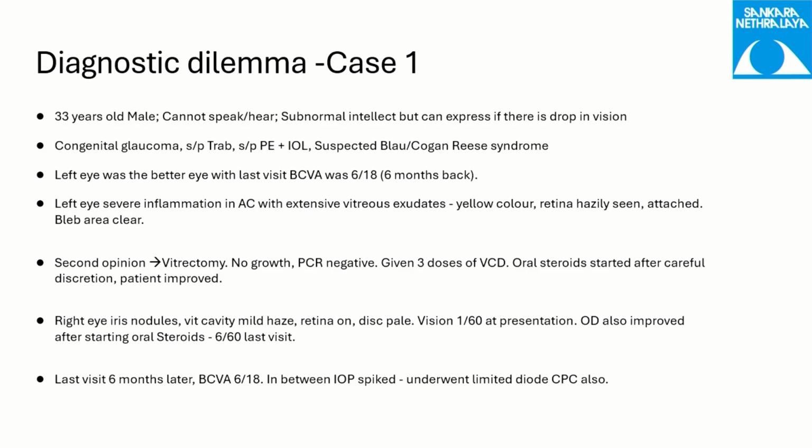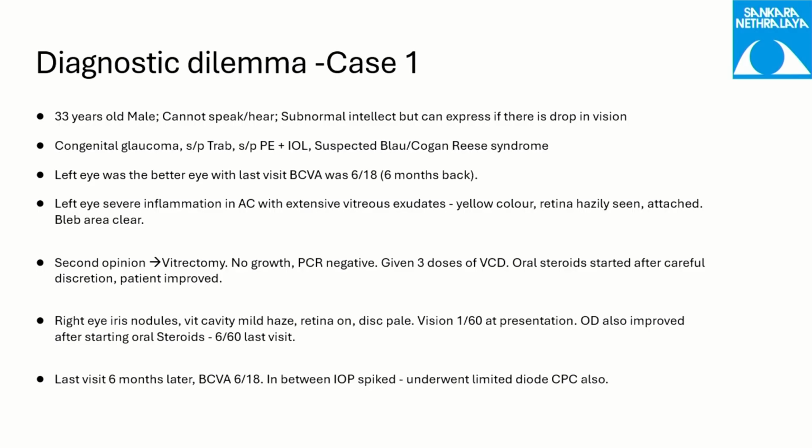I don't have an anterior segment picture, but the AC had a severe inflammatory reaction, no hypopyon. In the fundus, we could see yellow exudates. The other eye also had an iris nodules kind of picture. I have pictures I'll show. It was very difficult to diagnose whether this is uveitis, but then why it was all quiet for so many years and suddenly why it has to come, or if it's an endophthalmitis.